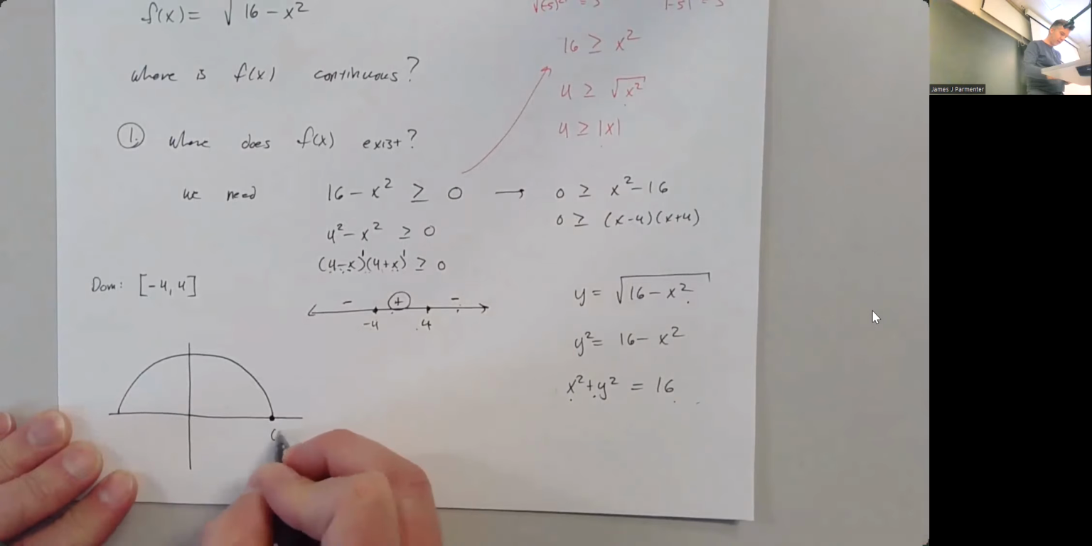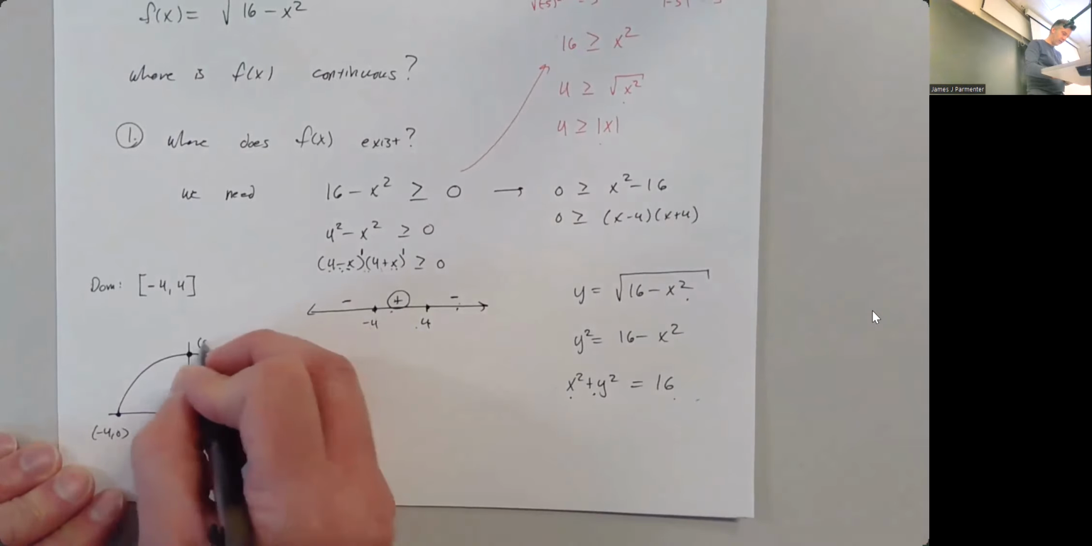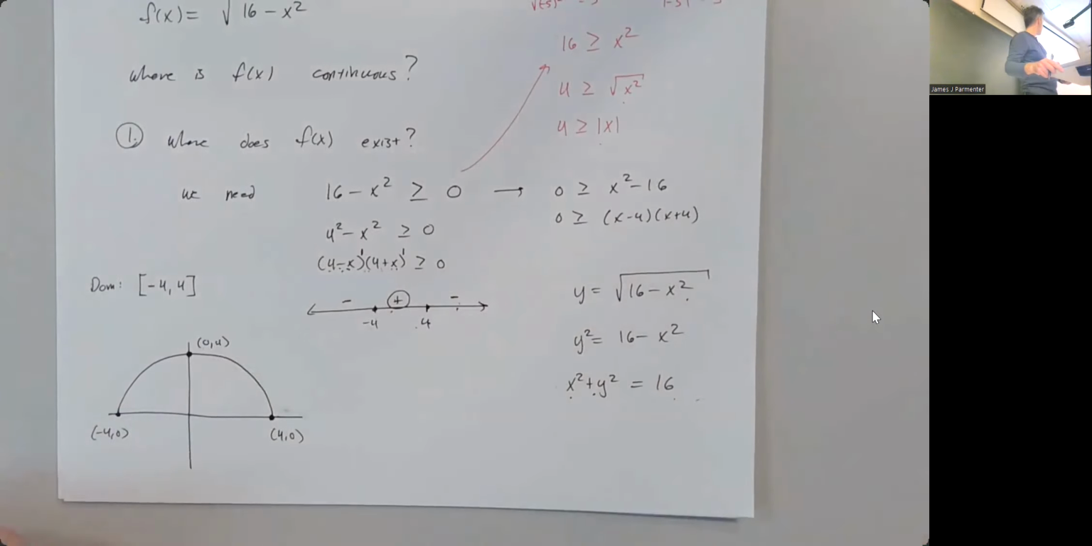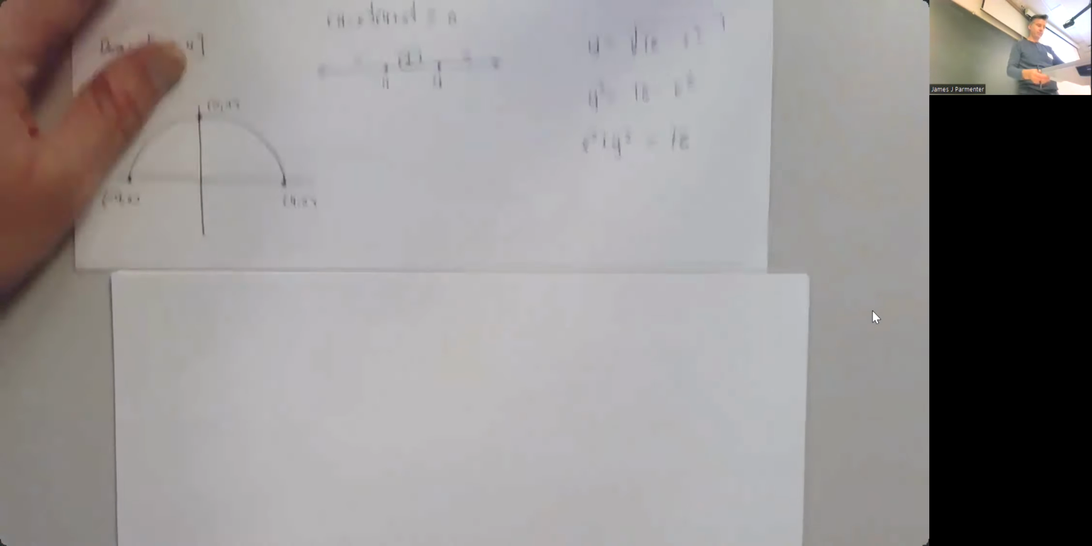It goes as far right as 4, 0. It goes as far left as -4, 0. And that point there is 0, 4. And it certainly looks like it's continuous everywhere it exists, with maybe one exception. Well, I should say with maybe 2 exceptions. So let's look at 2 different points and talk about continuity at them.